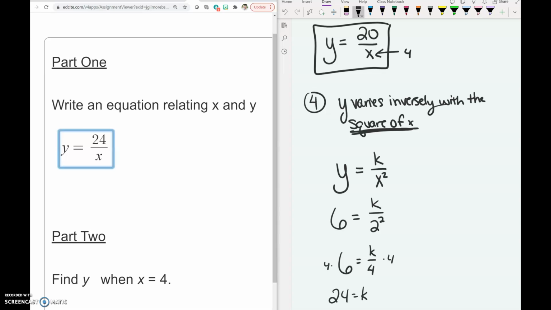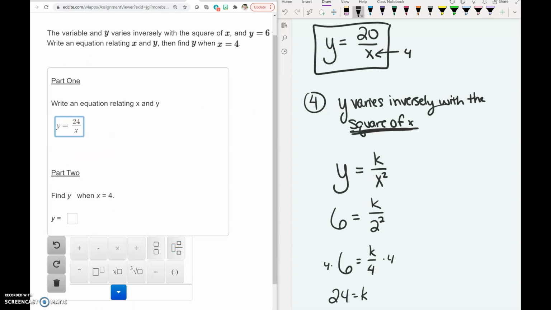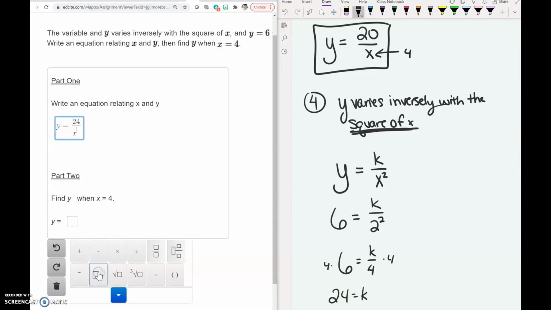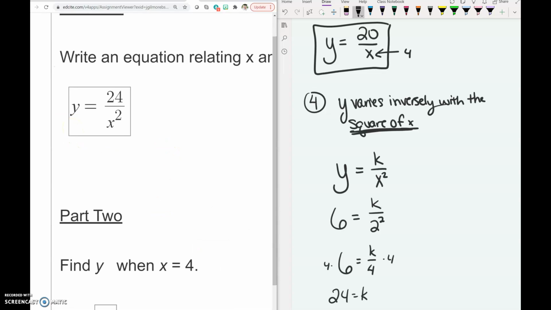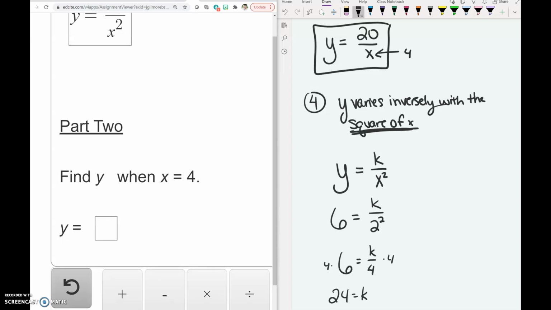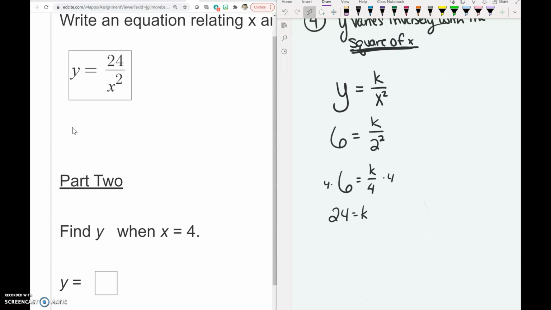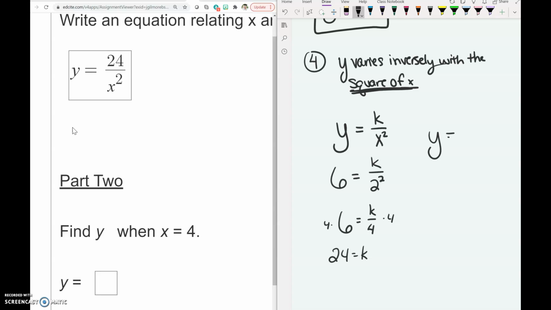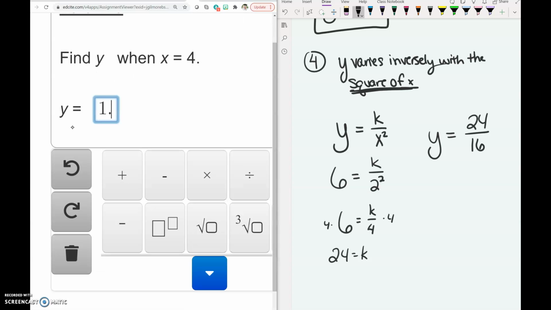That's where the little caret is. Or down here below, there is a button, this one right here, that has the little exponent thing. You can click that to type in your square. The nice thing about this is that it should make your equation look like what you're intending it to look like. So if it doesn't look right, come ask me for help because something must be up. Then it says find y when x equals 4. So you're using that equation. If x is 4, what is 4 squared? 4 squared is 16, and 24 divided by 16 is 1.5.